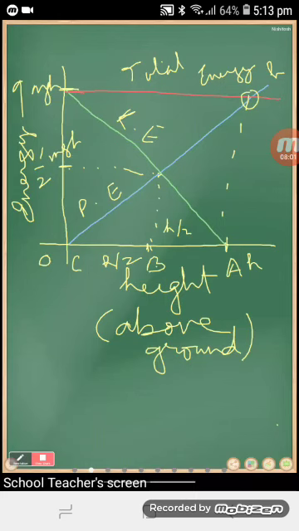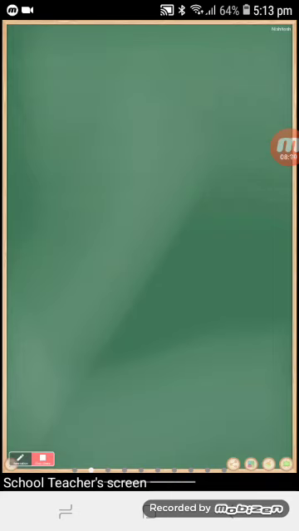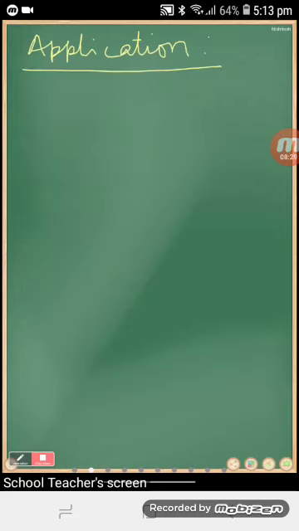We are coming to the principle of conservation of energy applied to a simple pendulum. Now, the application: we are applying this principle of conservation of energy to the simple pendulum.